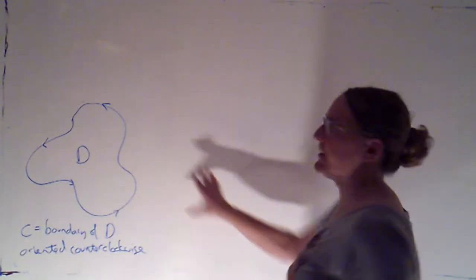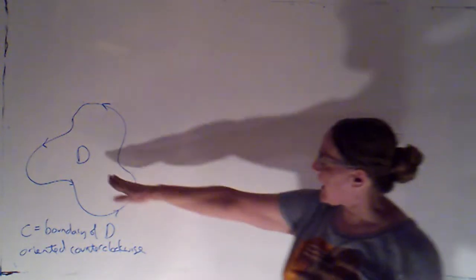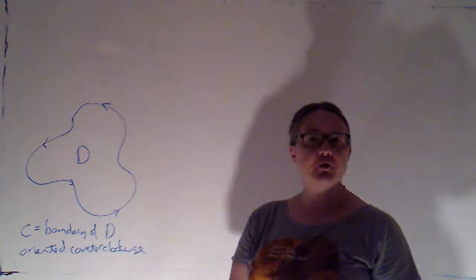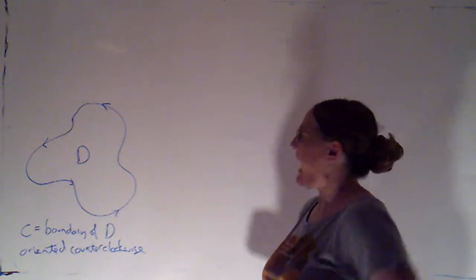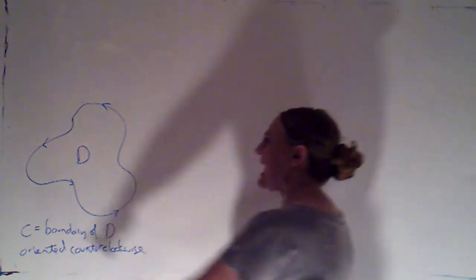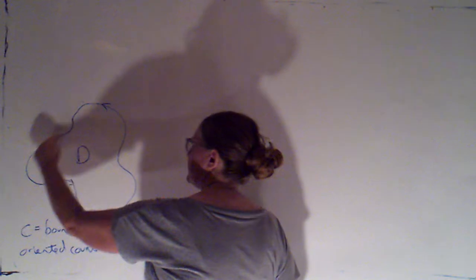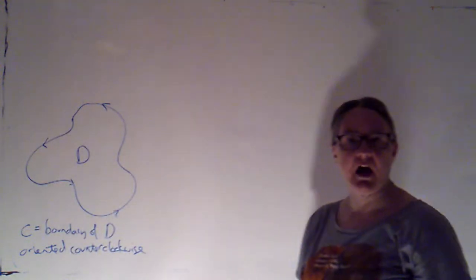Okay, I want to show you a kind of neat application of Green's theorem. So I have what here on the board, what I would refer to as a blobular region. It looks like a blob. And it has a boundary curve, C, which is oriented counterclockwise.